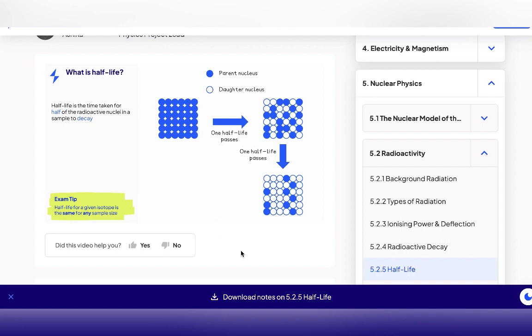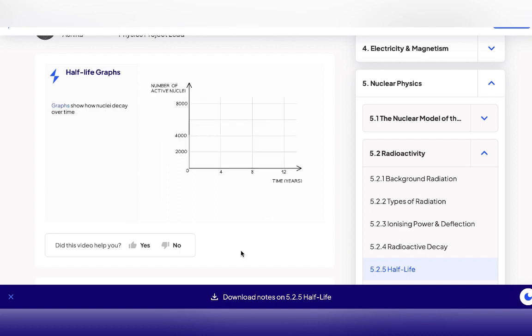The half-life of a particular radioactive isotope is independent of the sample size. This is caused by the random nature of radioactive decay. Changes in the activity of a sample over time can be plotted on a graph. These graphs can tell us the half-life of a sample. The y-axis of these graphs may show the number of radioactive nuclei or the activity of the source in counts per second. Here, 8,000 nuclei have halved to 4,000 over 4 years. This means the half-life of the source is 4 years.